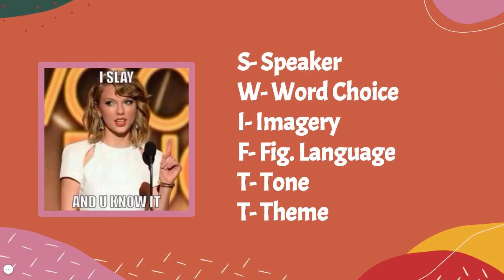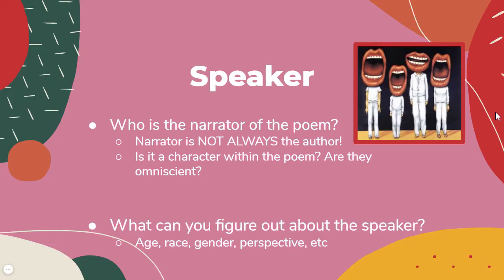Alrighty, so first, the SWIFT method. SWIFT stands for speaker, word choice, imagery, figurative language, tone, and theme. We're going to be looking at how the author uses these things and starting to see what kind of mood they are trying to create. What are they trying to say? How are they trying to say it? How are they using their craft to write this poem in a way that I experience it as the reader?